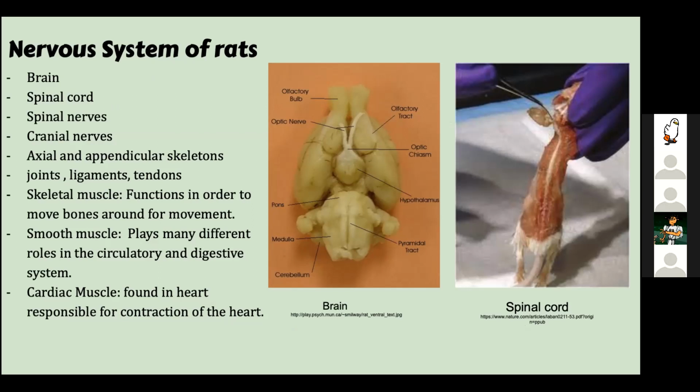In the nervous system of rats, we find the brain, spinal cord, spinal nerves, cranial nerves, axial and appendicular skeletons, joints, ligaments, tendons, skeletal muscles, which function to move bones around for movement, and smooth muscles, which play many different roles in the circulatory and digestive system. We also have cardiac muscles found in the heart, responsible for the contraction of the heart. As we can see from the images in the slides, we have the brain, which is labeled, and we also have the spinal cord of a rat through dissection.